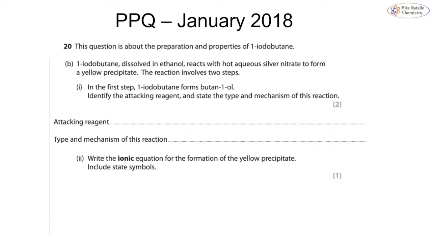Okay, so our attacking reagent in this case is going to be water, and we're looking at the lone pair that is on the water. And the type of mechanism, well, it's going to be a nucleophile that is attacking, so we're going to have a nucleophilic reaction, and they always, for halogenoalkanes, are going to be substitution reactions.